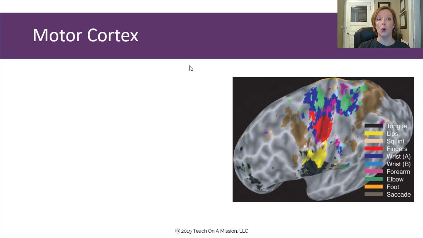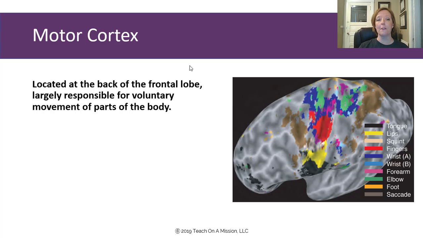Part of the frontal lobe in the back is the motor cortex. You also may see it as somatomotor cortex. This is in the back of the frontal lobe, largely responsible for voluntary movement of parts of the body. So body parts that you want to move, if you want to move your hand or your arm or your legs, or you want to dance or sway around, those actions are being done because of your motor cortex.